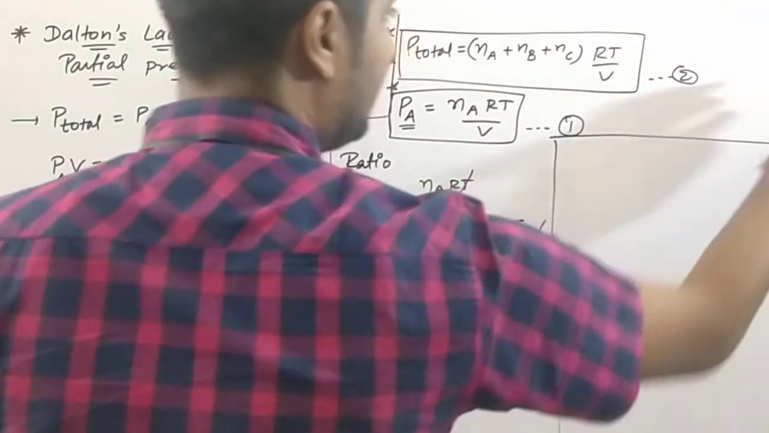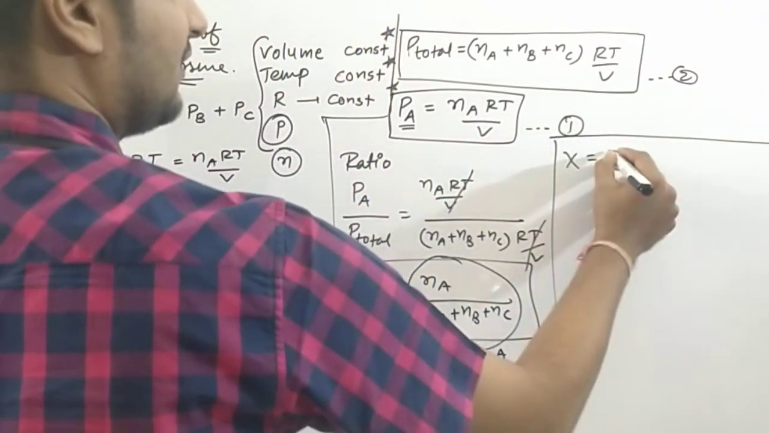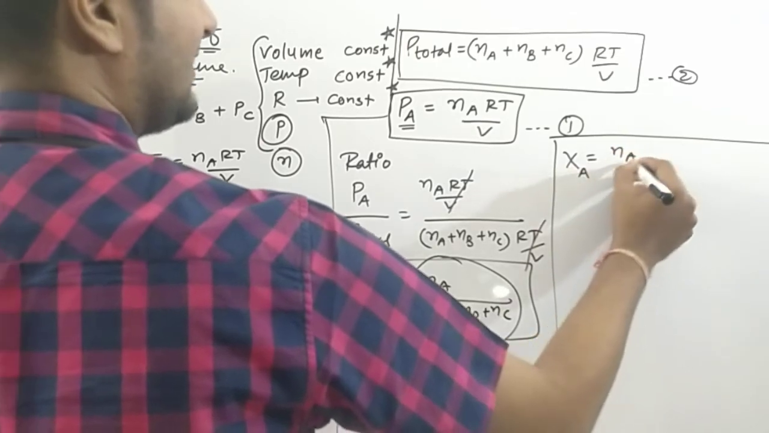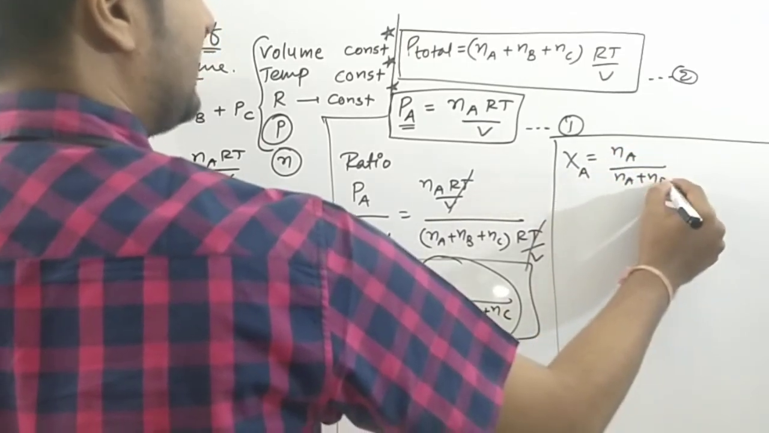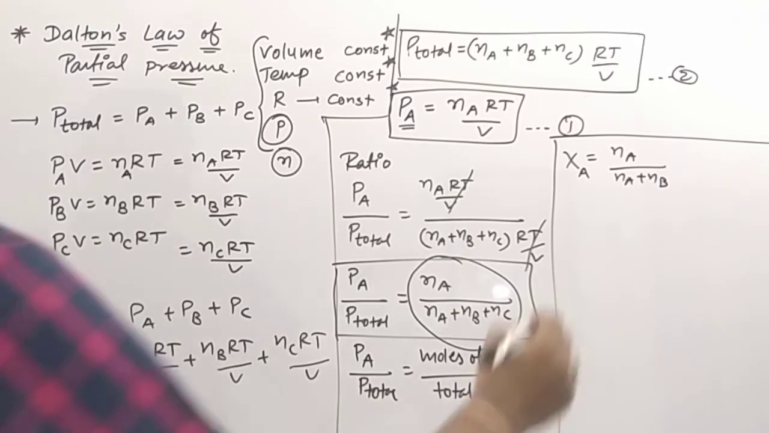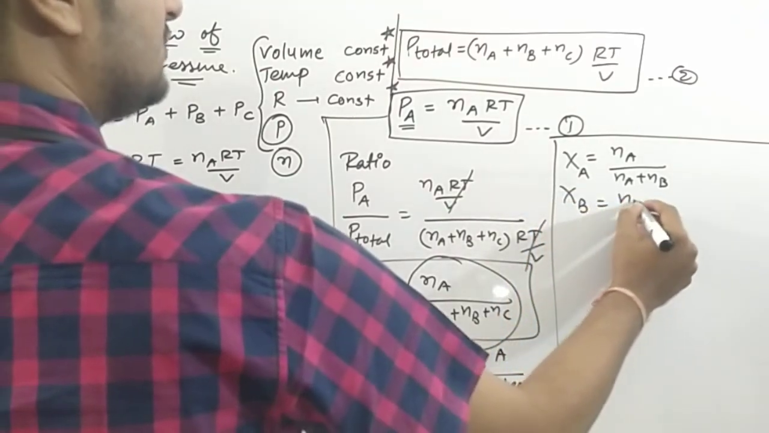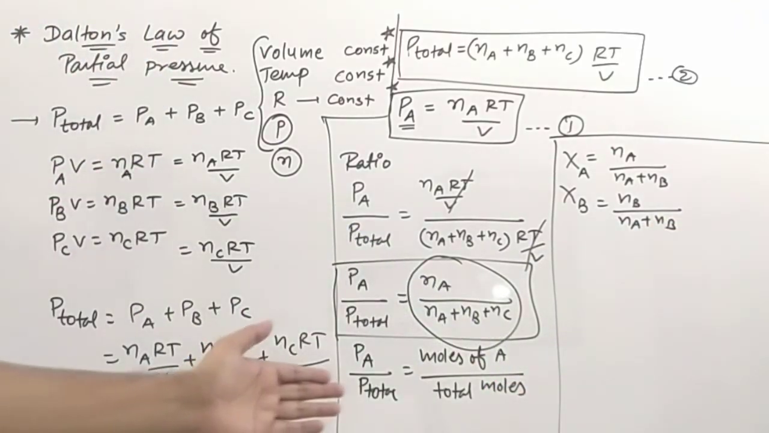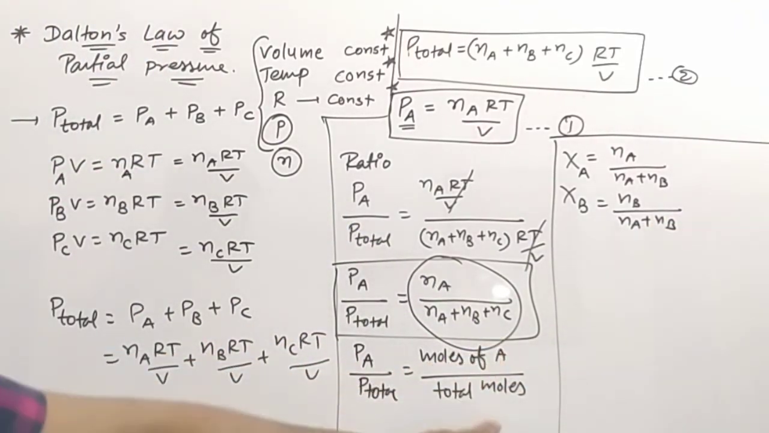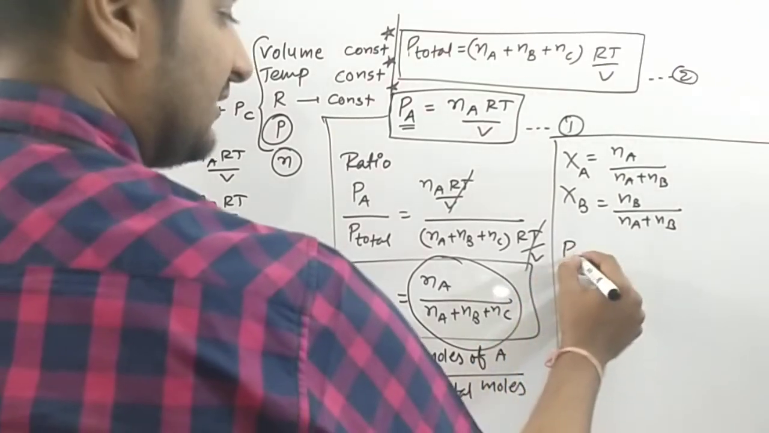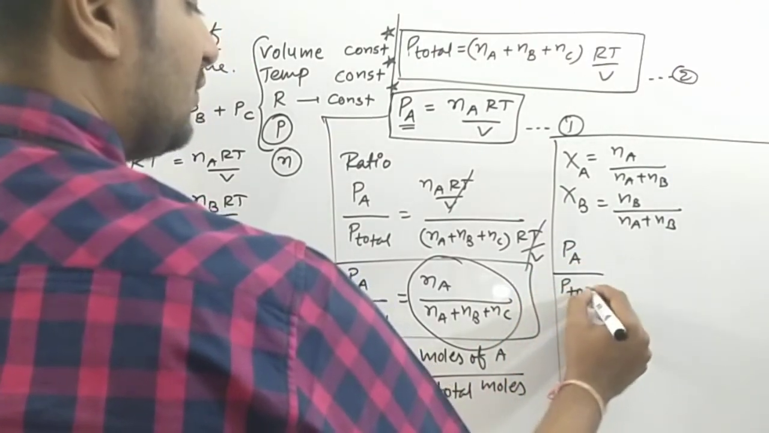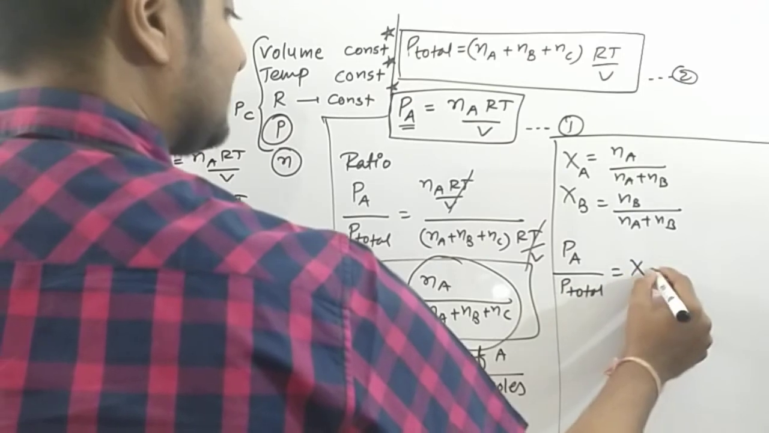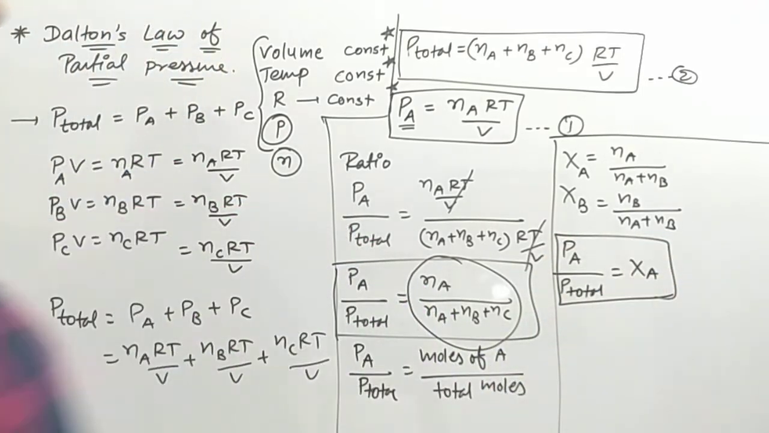We have already studied the mole fraction. The mole fraction XA is equal to what? Na upon Na plus Nb, moles of component upon total moles. Xb is equal to what? Moles of B upon moles of A plus moles of B. So a similar thing happened here: moles of A upon total moles. So can I write here that Pa upon P total is equal to XA, because XA is equal to moles of component upon total moles? Yes or no? This is very simple.